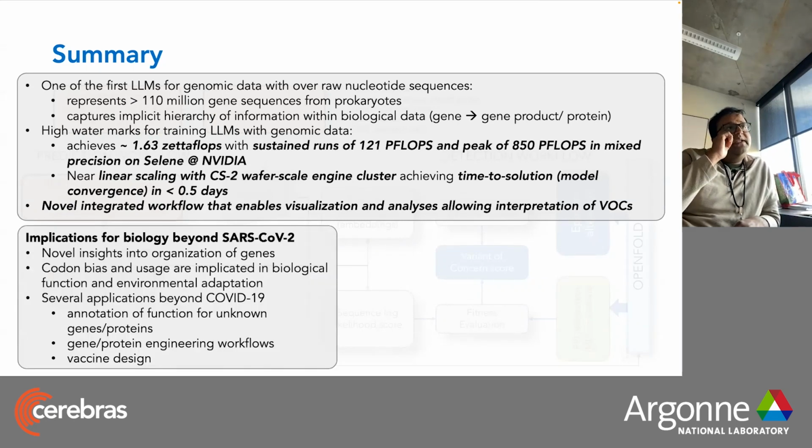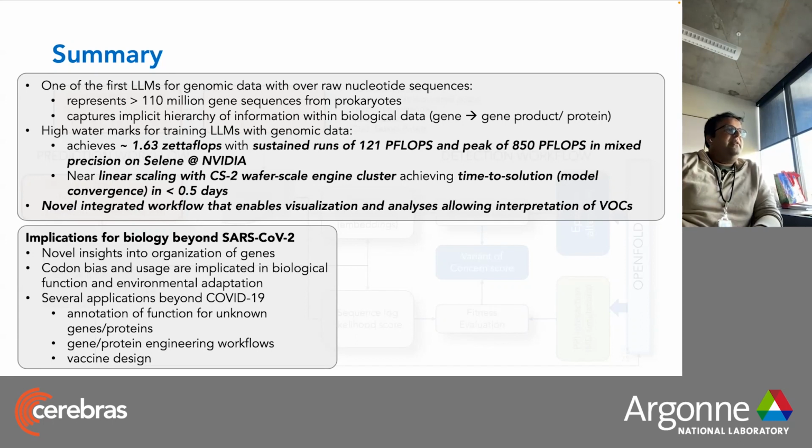This has a lot of implications just beyond SARS-CoV-2 also, because it provides you with functional data into the organization of genes. Because it's learning codon bias and also trying to model evolution, we are able to capture a lot of these environmental adaptation features. What I didn't speak about was wet lab validation of some of the experiments that we did in terms of generating new enzymes and things like that, where we have also been successful in validating them in the lab.